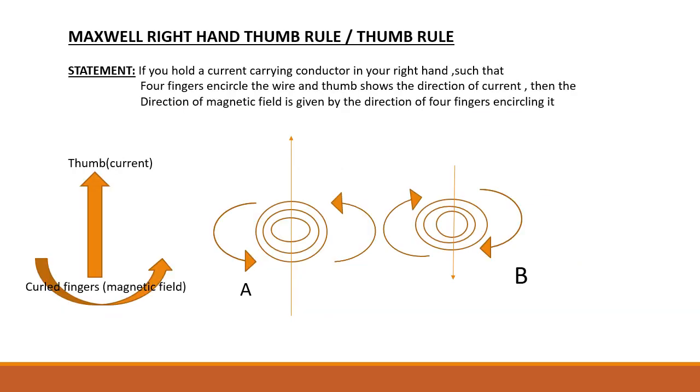Now, to find the direction of the magnetic field and the pattern of the magnetic field, what is the pattern of the magnetic field? So here comes Maxwell's right hand thumb rule, or simply called the thumb rule. According to this statement, if you hold a current carrying conductor in your right hand such that the forefinger encircles the wire and the thumb shows the direction of current, then the direction of the magnetic field is given by the direction of the forefinger encircling it. So this is the statement, and whenever asked, the statement must be like this only.